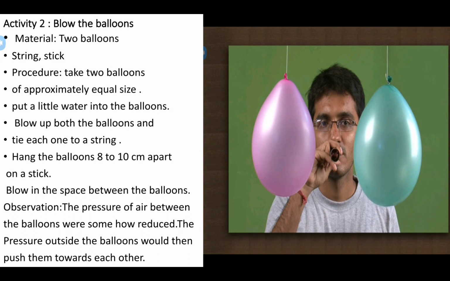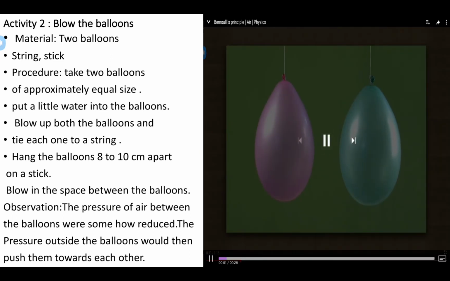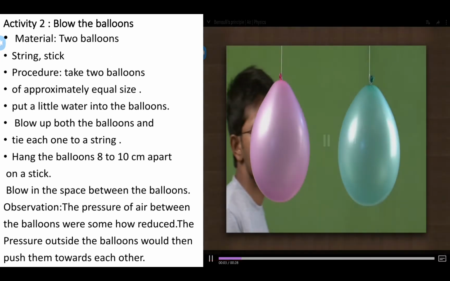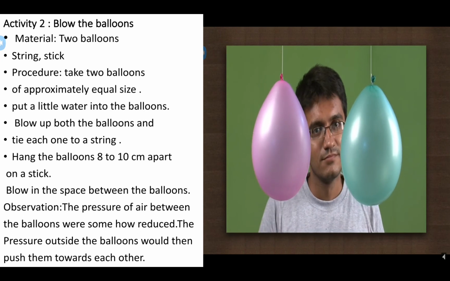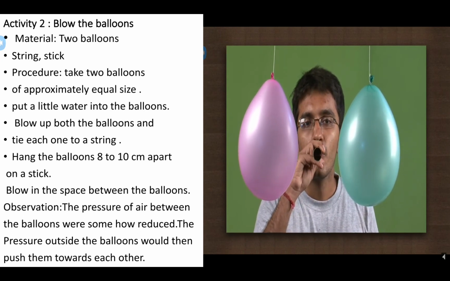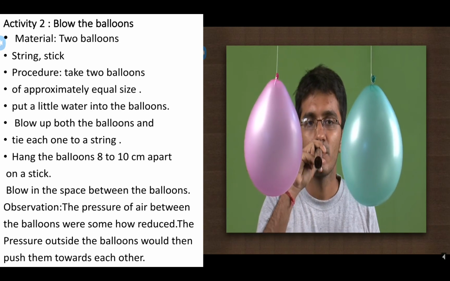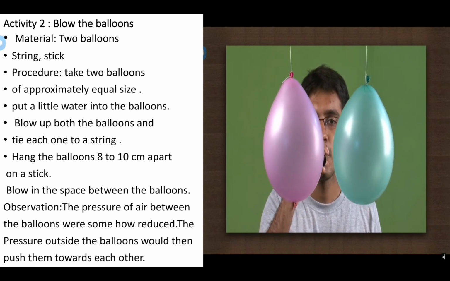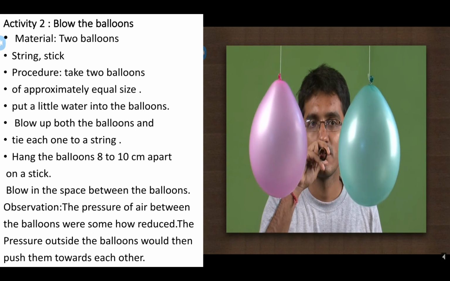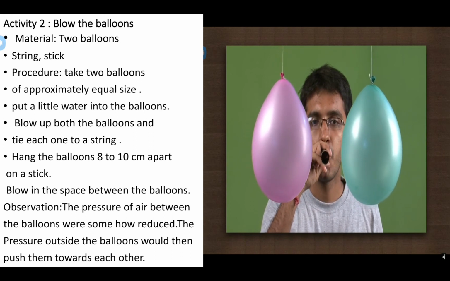But what is the distance you have to maintain between the balloons? 8 to 10 centimeters. You have to hang the balloons 8 to 10 centimeters apart on a stick. Now what you have to do? Just blow in the space between the balloons. What do you observe? What did you expect actually? You can expect the balloons to move slightly toward each other.